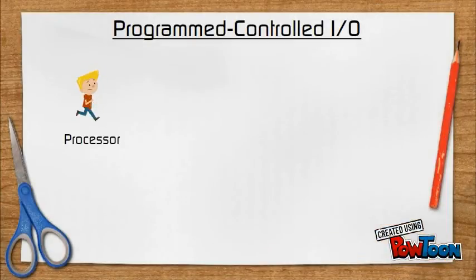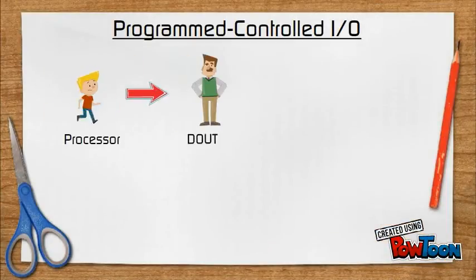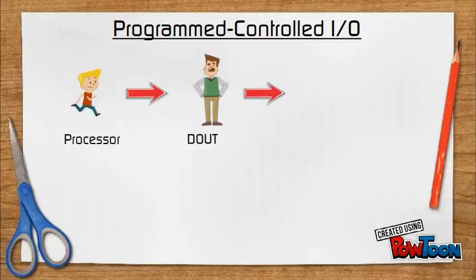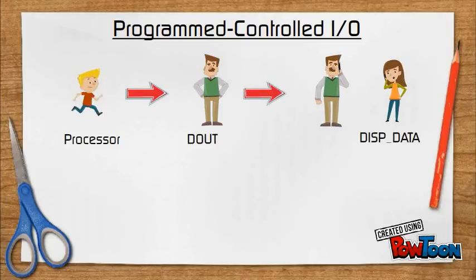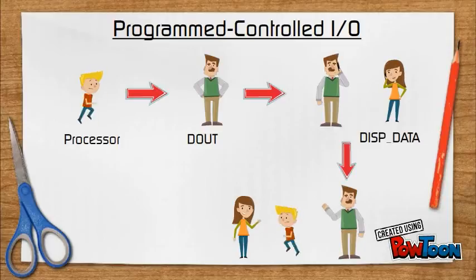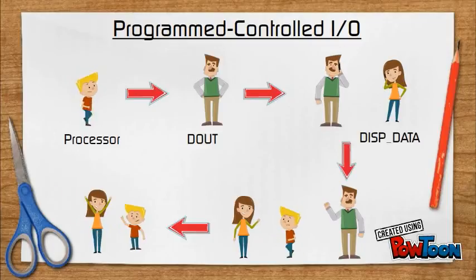After collecting the data, the processor will try to pass the data, which Doubt will prevent the processor from doing. He will call display data to check whether she is free. If she is free, Doubt will allow the processor to pass the data to her, after which the processor will tell display data to put the data in her register so that she can display the character on the screen.